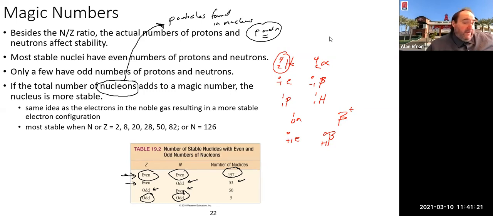Now, if the ratio, for example, is too high, what ends up happening is that guy will go through a beta decay. And what that's going to do is try to bring it, if it's too high, back down towards that belt of stability, or the valley of stability. And the opposite will happen if we have a too low ratio. We'll end up with either a positron emission or an electron capture. And what that's going to do is bring it back up towards that valley of stability.